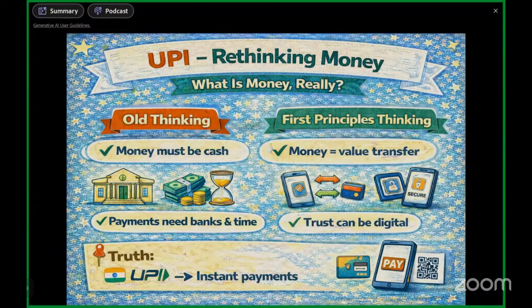But now, UPI, they asked questions, they asked why. They asked, why should money be in cash?